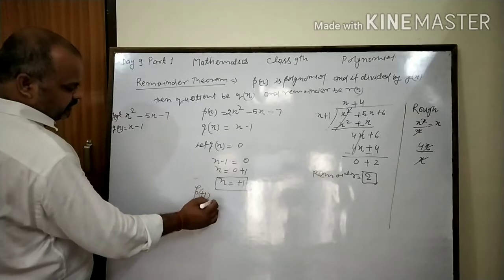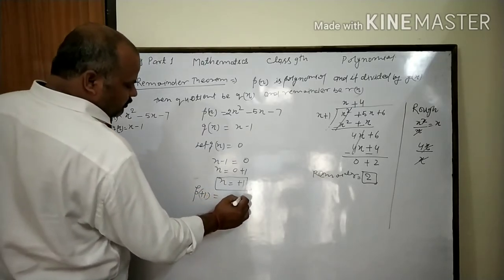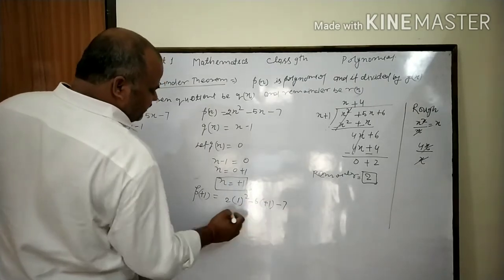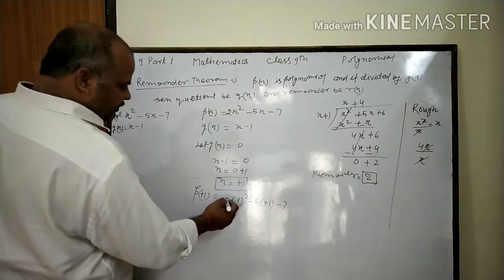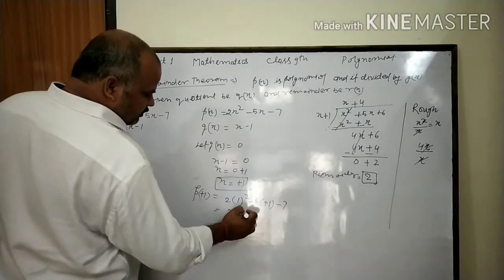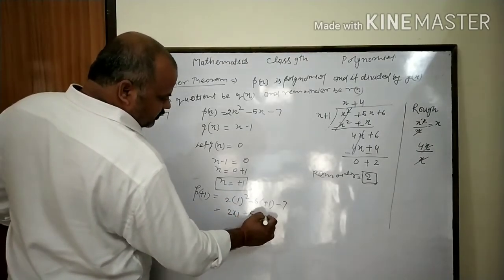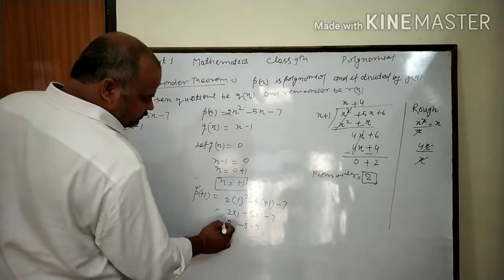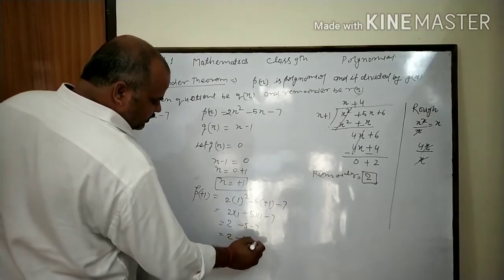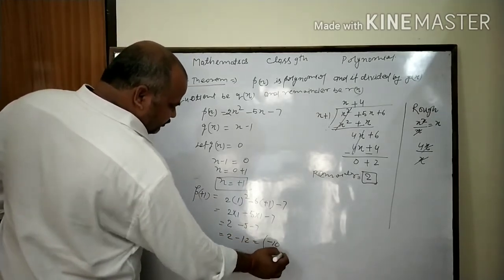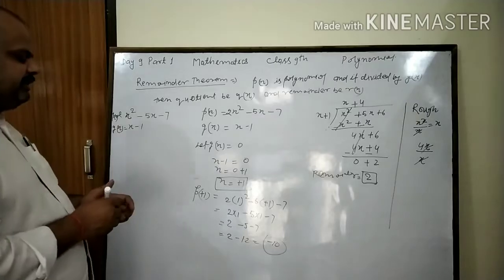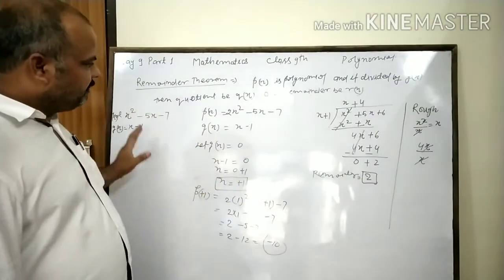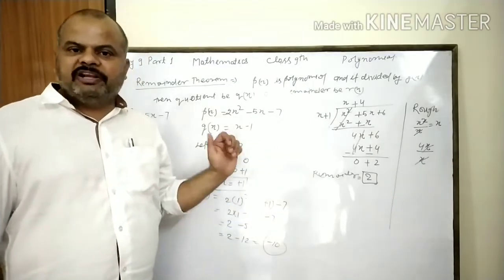Now p(1) is 2 into 1 square minus 5 into 1 minus 7. It will be 2 into 1 minus 5 into 1 minus 7. 2 minus 5 minus 7, 5 plus 7 is 12, 2 minus 12 is equal to minus 10. When you divide it, you get minus 10 as the remainder. Is that clear? Then I think everyone is aware of how we can find the remainder without actual division.